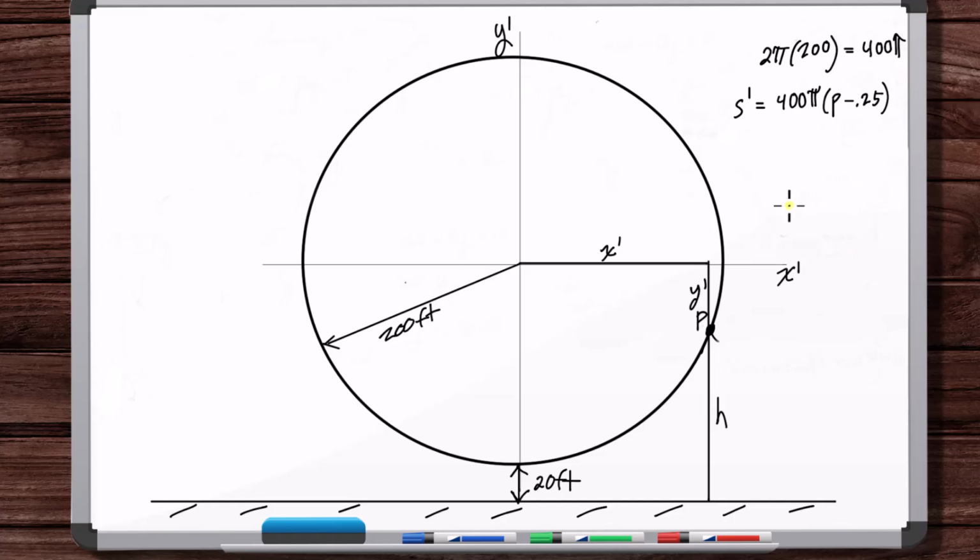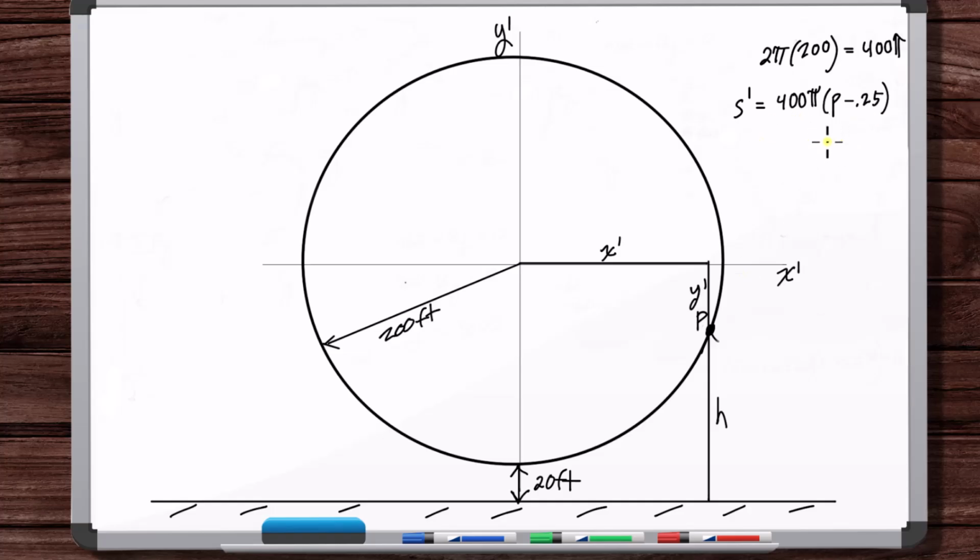We can check this. So let's see. When p is equal to 0, what do you get? It's minus 1/4 of the full circumference. If this is 0, you go minus 1/4. You're at p is equal to 0. What about when p is equal to 0.75? That means that the bucket is here. That should be half of a full rotation. 0.75 minus 0.25 is 0.5, and there you go.